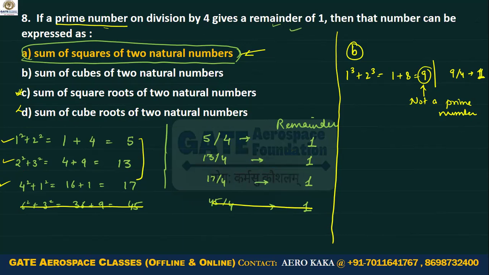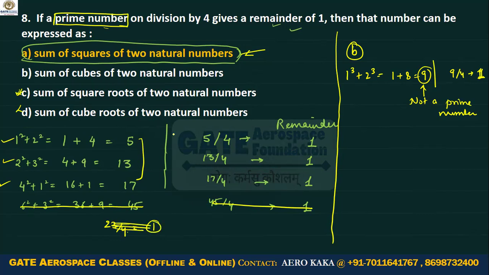There's one thing which I missed. You should focus on the fact that we are talking about a prime number. If a prime number on division by 4 gives a remainder of 1, then it can be represented as a sum of squares of two natural numbers. So any prime number that you take, let's say 23, and if I divide it by 4, obviously I'm not going to get 1 as a remainder. So this is not applicable.